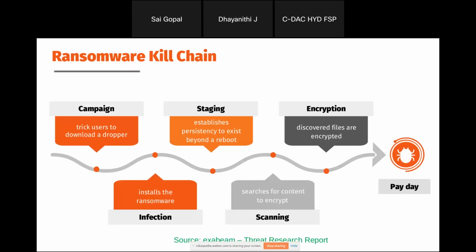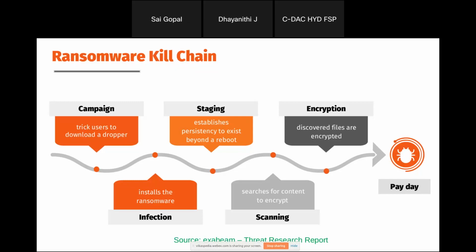Next I'm going to explain the ransomware kill chain. Whenever a ransomware attack happens, it happens over some stages. The ransomware kill chain tells you what steps are involved when a ransomware attack happens. If you see the slide, there are around six stages in the ransomware kill chain. The first stage is campaign, the second is infection, the third is staging, the fourth is scanning, the fifth is encryption, and the sixth is payload.